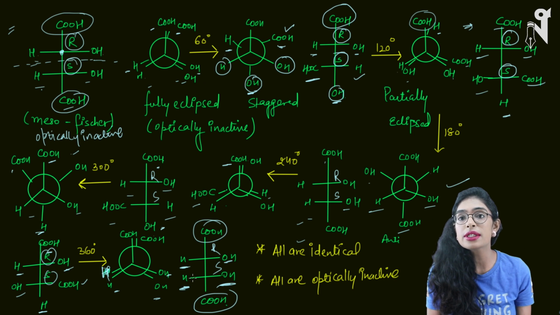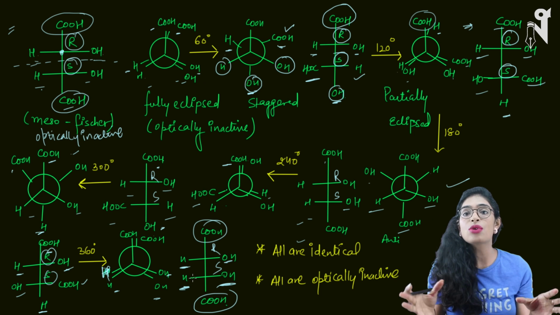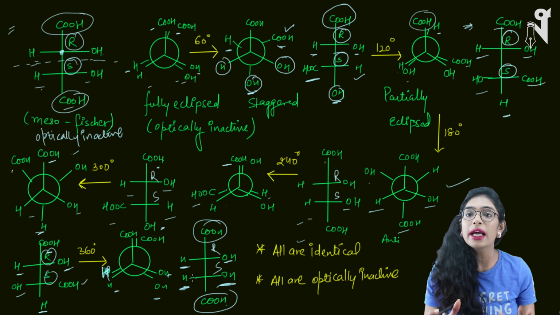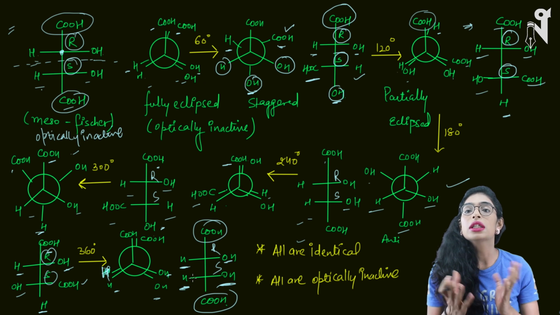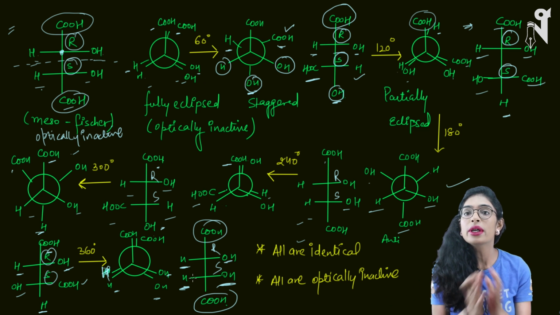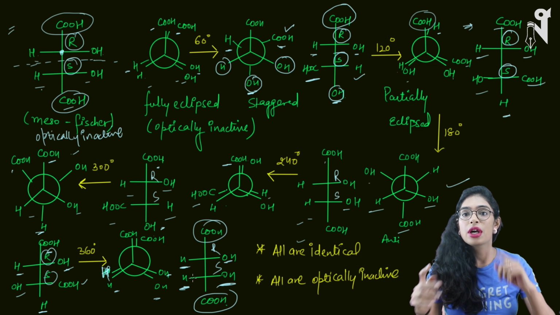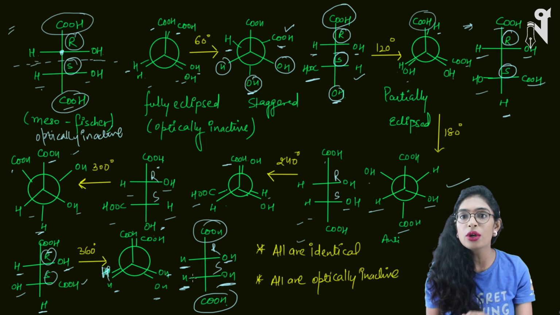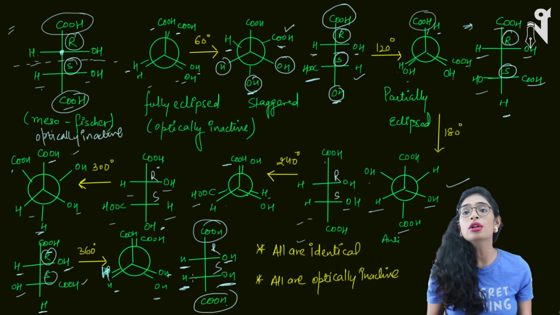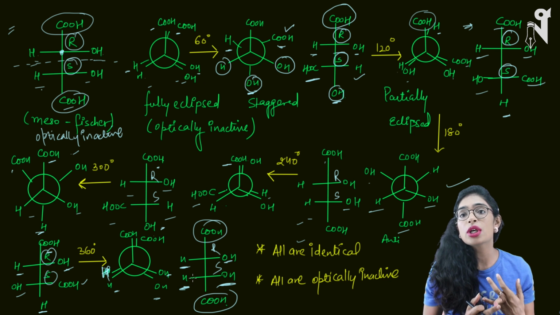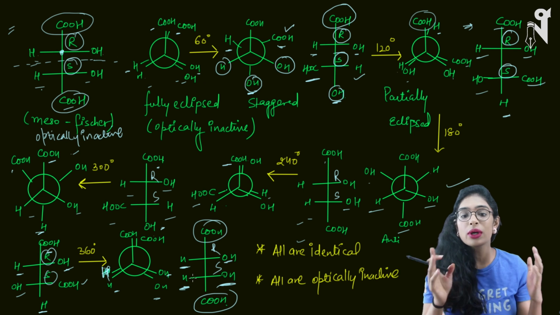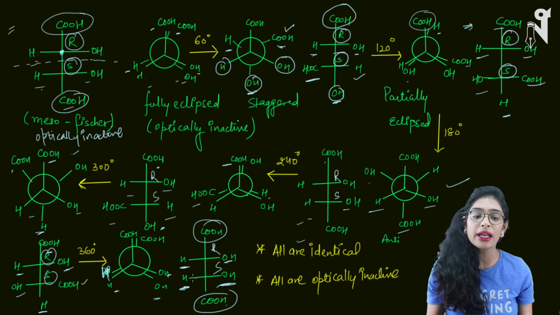If the configuration is the same, that means what? The Fischer projections are identical. These are exactly identical. And if they're all identical, then all of these are meso and all of these are going to be optically inactive. You just have to do the double switch and bring it into place so that you can see the plane of symmetry. So basically rotation of the molecule is neither going to change its configuration, nor its optical activity. That's exactly what I wanted to say. So all of these are identical, all of these are optically inactive.